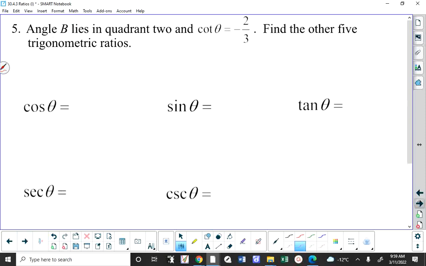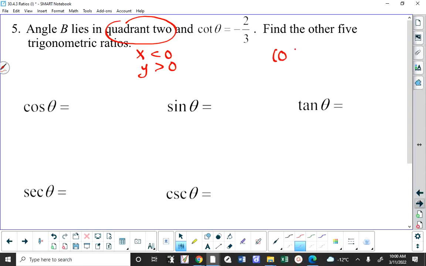Take a look at another one. Angle B lies in quadrant 2 and cotangent of theta is negative 2 over 3. Do you see how crafty I was in putting that negative there? I just put it in front. Could I write it on the top? I could. Could I write it on the bottom? I could. But since it's in quadrant 2, you know that x is negative and y is positive. So it doesn't matter where you put the negative.